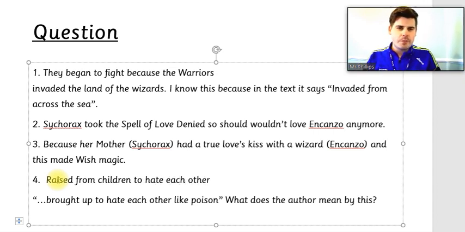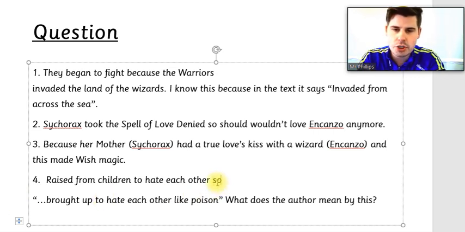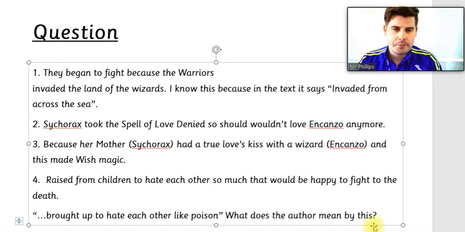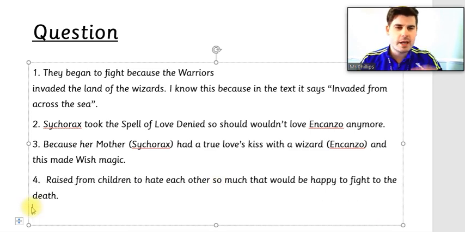Why like poison? Well, poison is deadly, isn't it? That is the point. Poison is used to kill people. So it's like they've got almost like a deadly hate for each other. Like they hate each other so much that they would be happy to kill each other. That much aggression between them. So that is what they kind of mean. So raised from children to hate each other so much that they would be happy to fight to the death or kill each other. Okay, so by describing their hatred as like poison, it's like a deadly hatred.